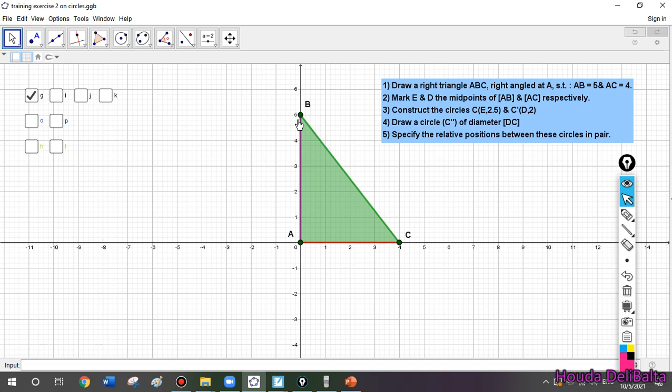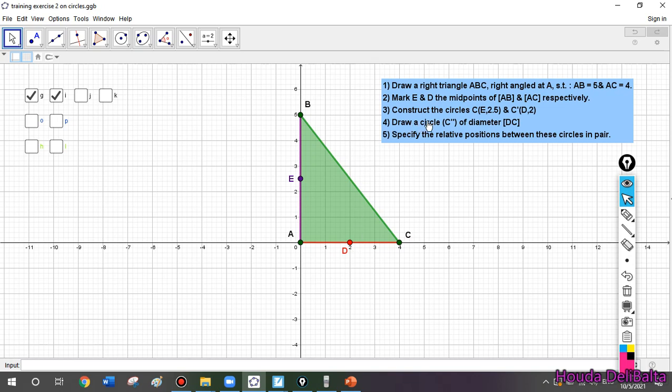Because AB is 5, the midpoint of AB must be at 2.5, because half of 5 is 2.5. Because AC is 4, the midpoint of AC must be at 2. So that's how to mark a midpoint. So here are the midpoints, E and D.